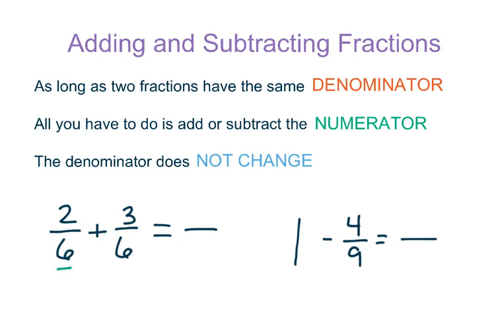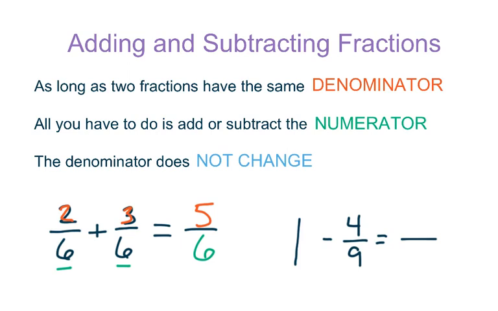So we see that our 6 in our denominator is the same. So that 6 carries over to our answer, or our sum in this case. And then all we have to do is add our numerators. So we're going to add 2 plus 3 and we get 5. And that's the sum of these two fractions.